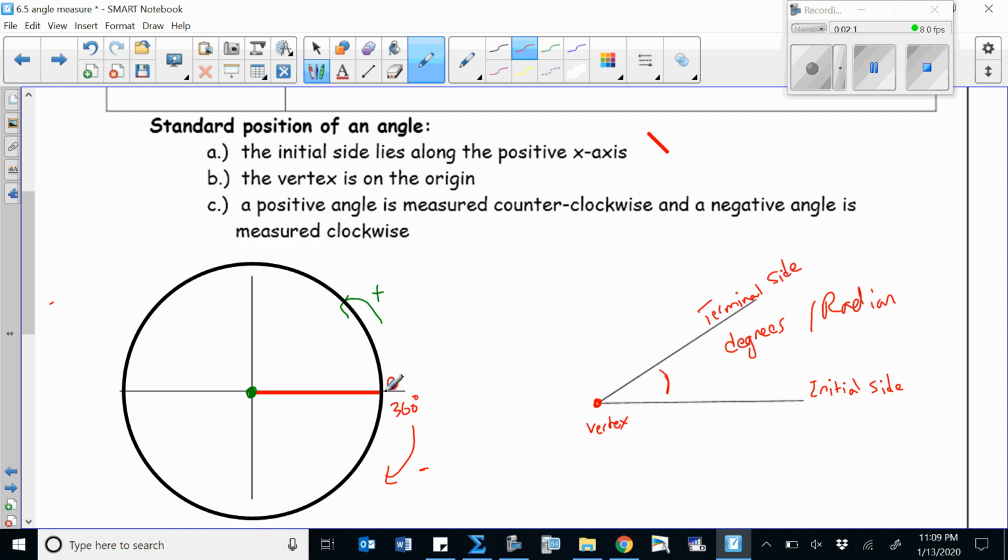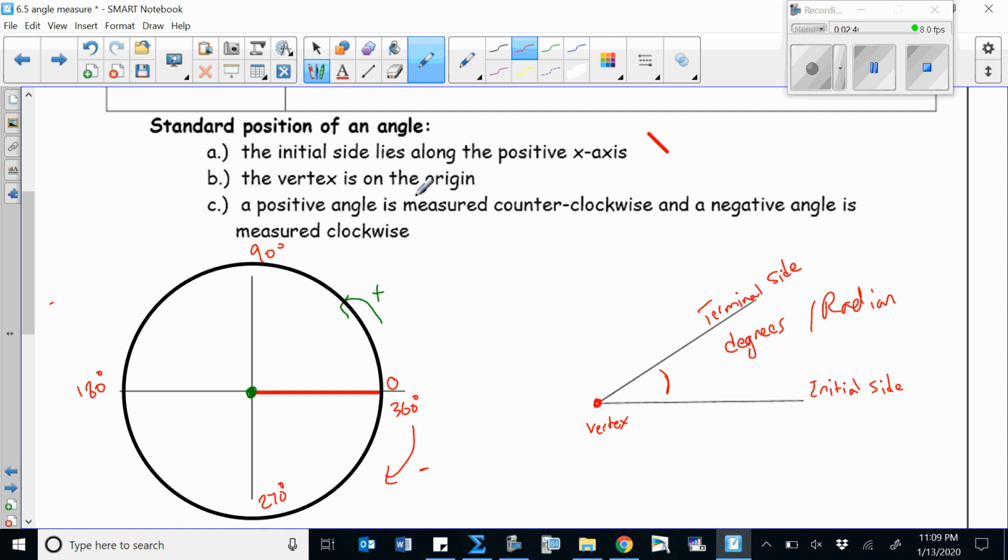Then if I go from this point to the other side of this diameter, that is half of the circle, so it's 180 at this point. This point over here is halfway from 0 to 180, so it's going to be 90. And this point, halfway from 180 to 360, is going to be 270 degrees.